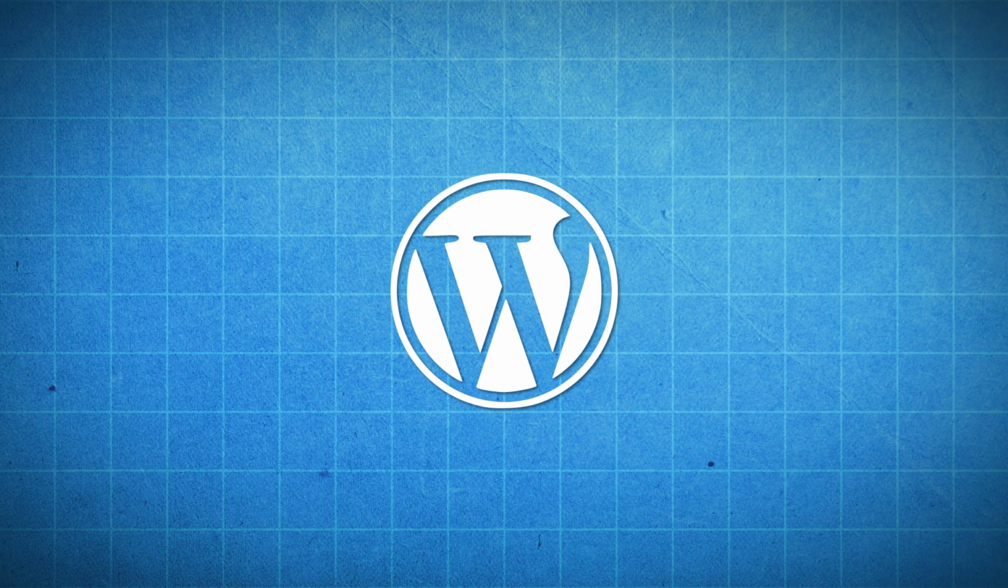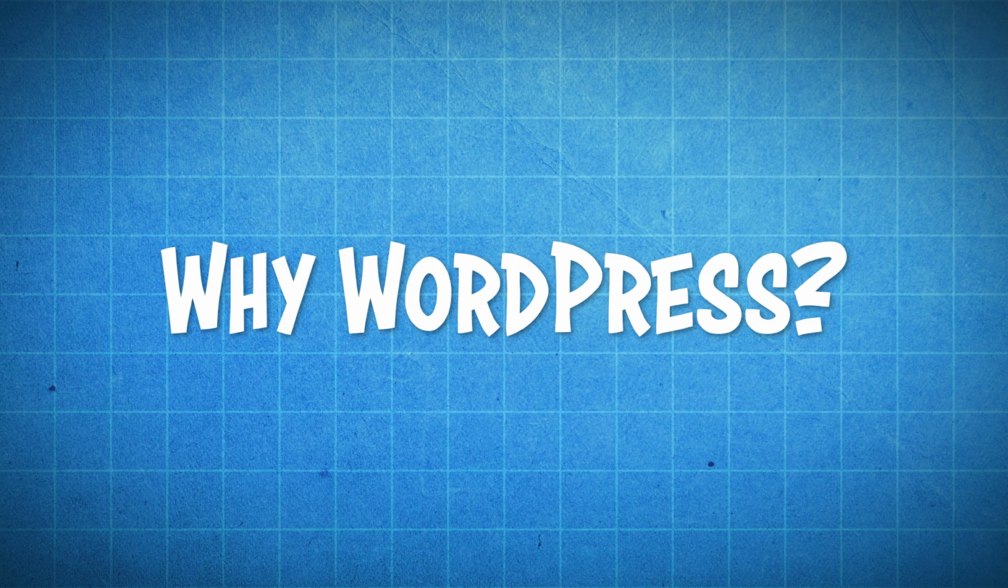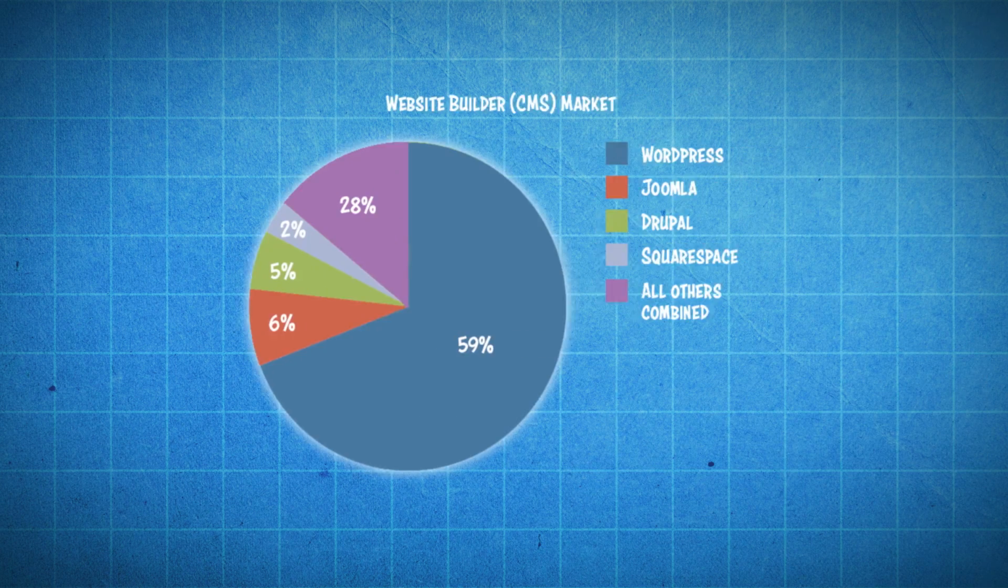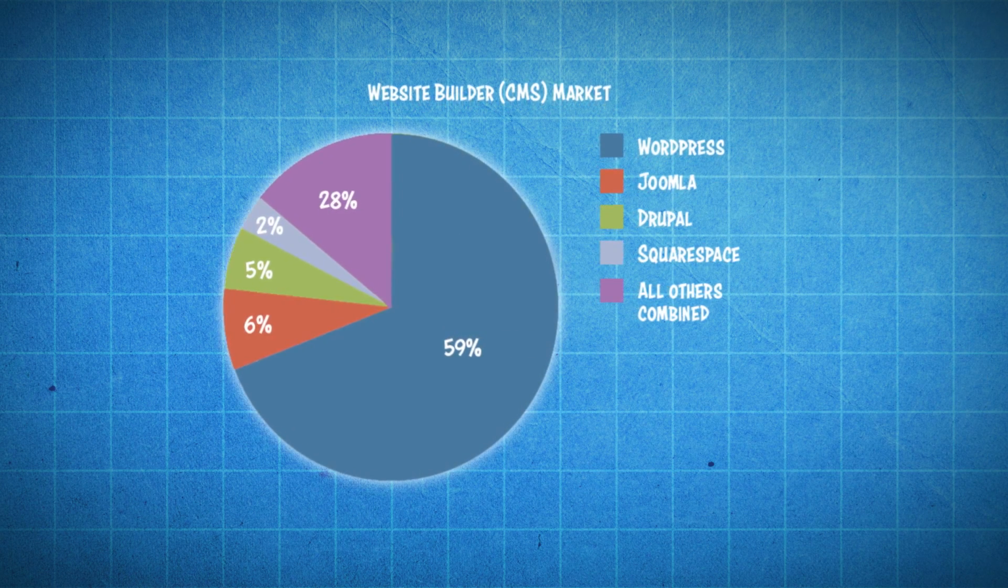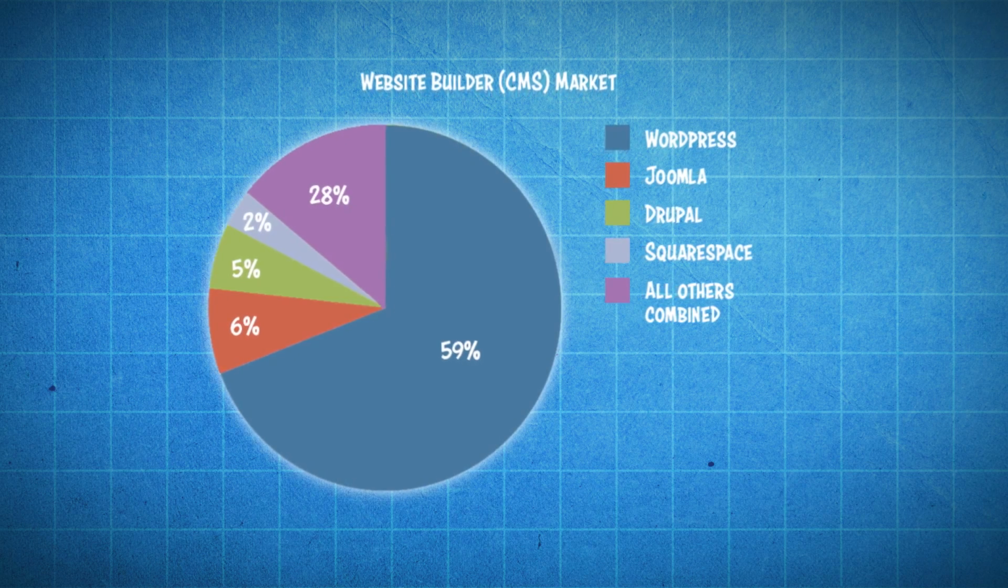So in order to design our website for this tutorial, we're going to be using a program called WordPress. So why are we using WordPress? Well, it's because it's the world's most popular website builder on the market. And the best part is that it's completely free.